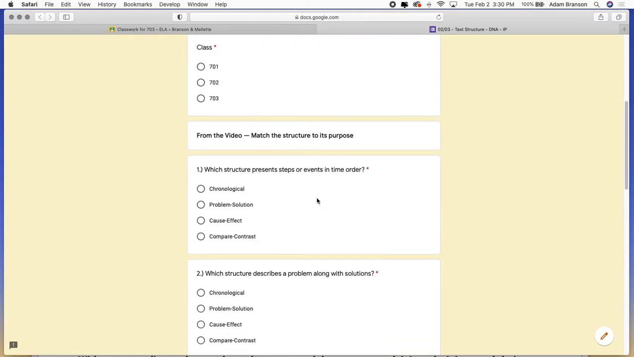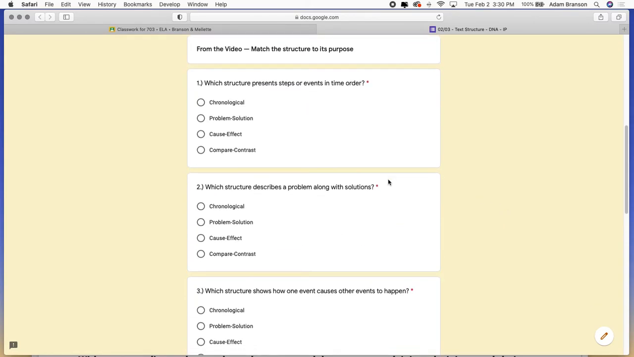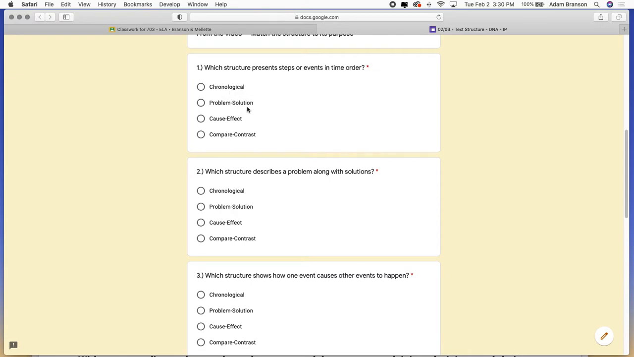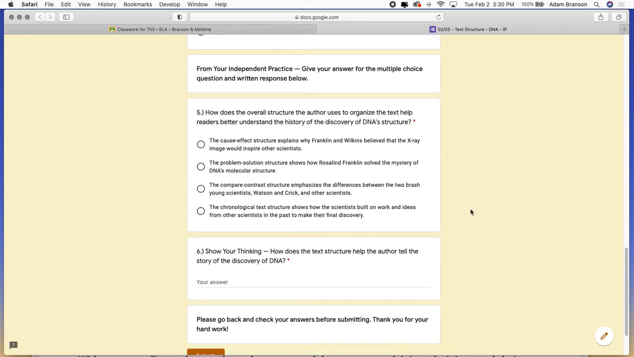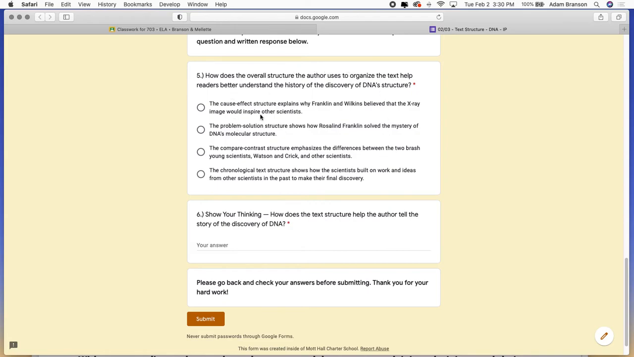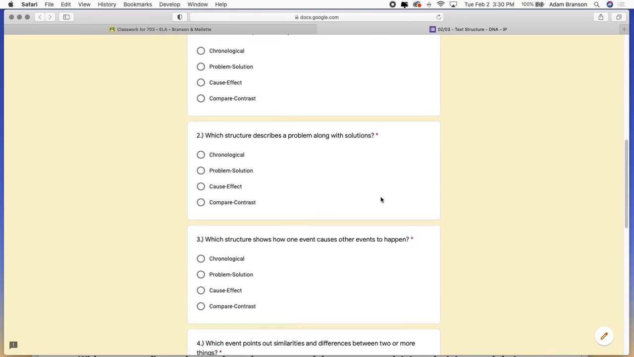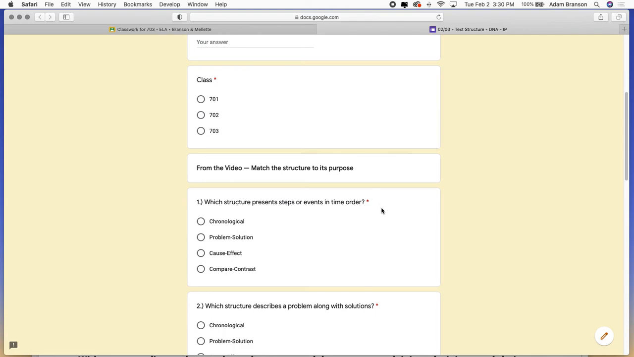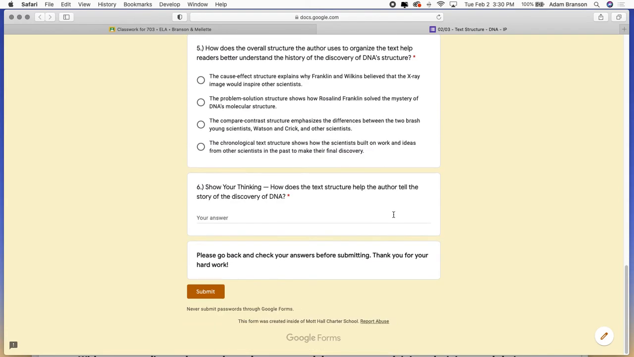So you put your name, your class, and then you have 6 questions. The first 4 are just asking you to figure out which structure presents steps or events in a timely order. So they kind of give you the definitions, and you have to decide, is that chronological, problem, solution, cause, effect, or compare and contrast. And then you have the multiple choice question we just read from the book and the written response. And there you have it. Just make sure you read through, double check your answers, use the video, watch it a couple times until you get it right. All right?